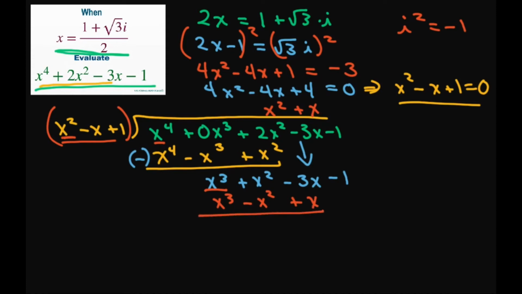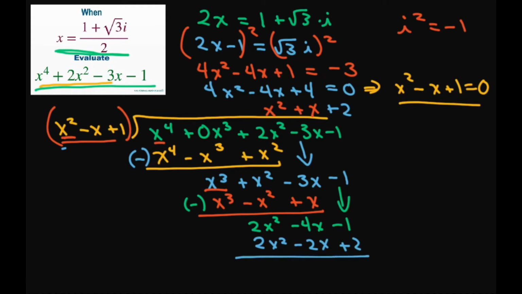And then again, we're going to subtract. And so that gives you 2x squared minus 4x. And then we'll bring down this 1. And finally, let's do it one more time. We're going to do plus 2. So 2 times all this gives you 2x squared minus 2x plus 2. Then we subtract. All right. And this is going to give you negative 2x minus 3. So this is your remainder.